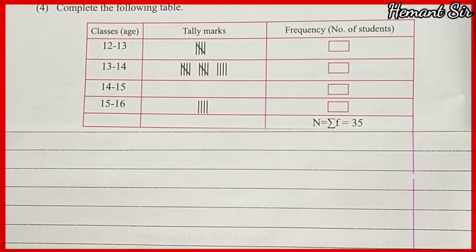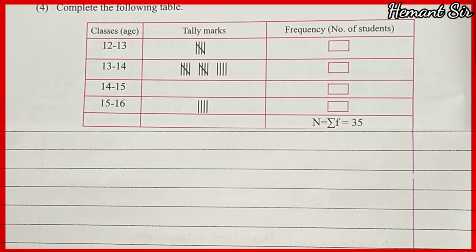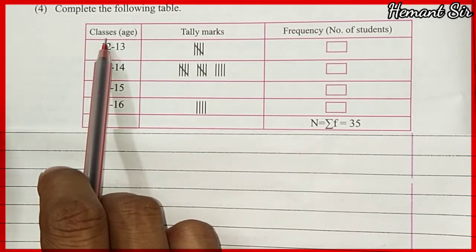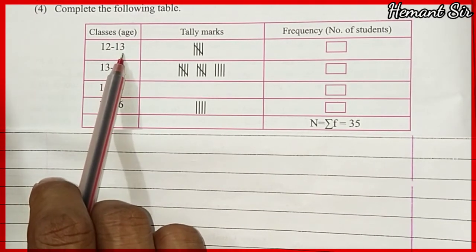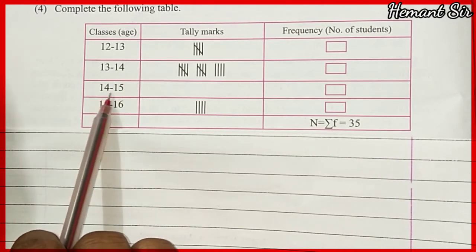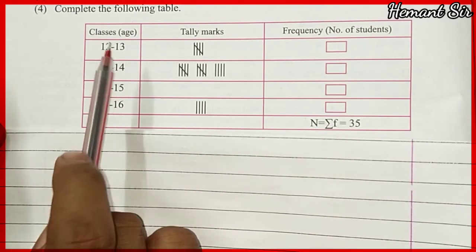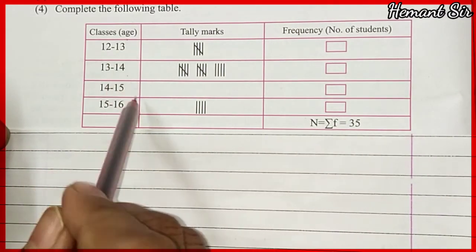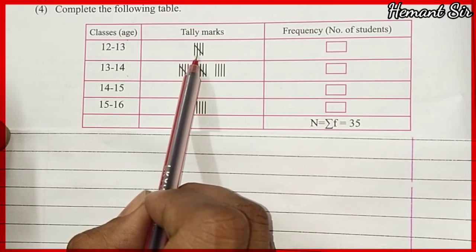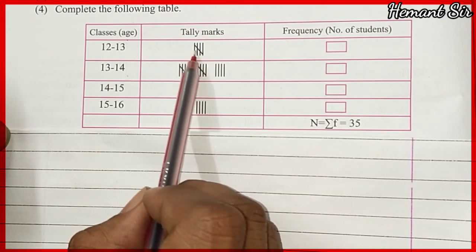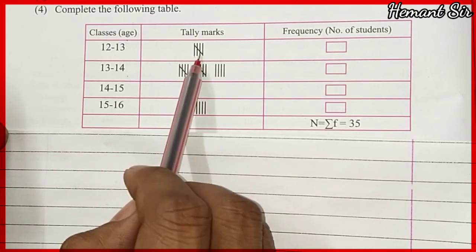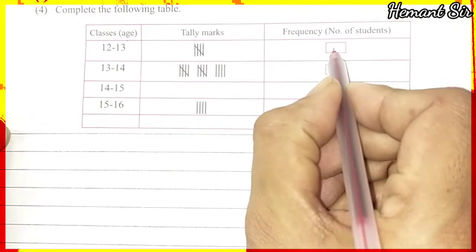So students, now we are going to solve the fourth problem. The fourth problem says, complete the following table. Here the table is given. The classes given are 12 to 13, 13 to 14, 14 to 15 and 15 to 16. It is nothing but the age of students. Tally mark is for 1, 2, 3, 4 and the line cutting all 4 lines will be for the 5th. So total is 5, so here we have to write 5.